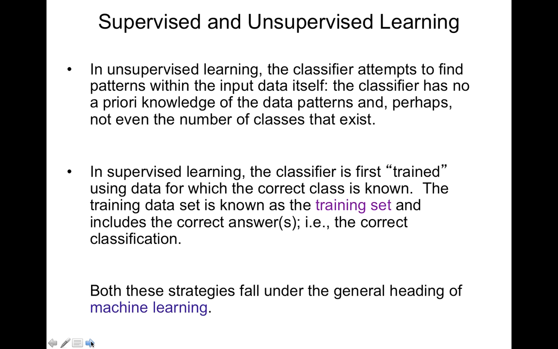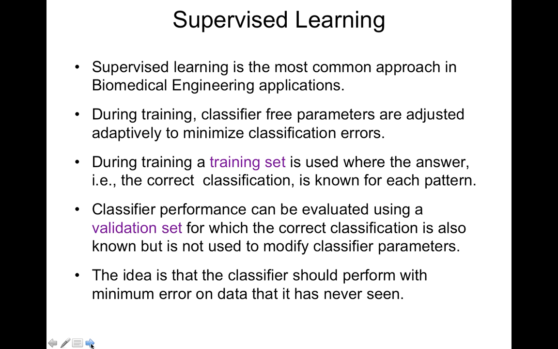In supervised learning, the classifier is trained. So you take a data set for which you know the correct class, and then you use a training data set that includes the correct answers, in other words, the correct classification. So both of these strategies fall under the general heading of machine learning. Supervised learning is typically the most common approach in biomedical engineering applications.